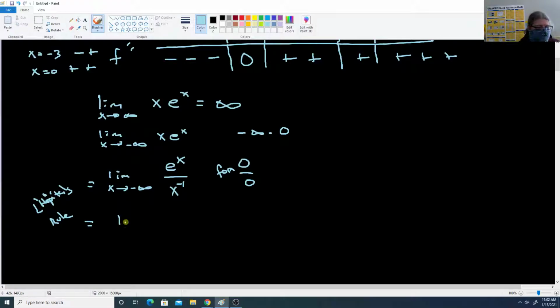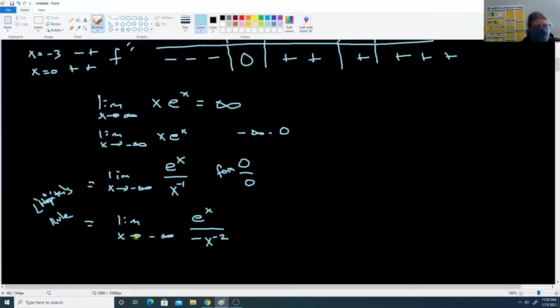And e to the x is its own derivative. And x to the negative 1 is going to give us, let's see, what is that going to give us? That's going to give us negative x to the negative 2. I'm wondering if this is going to go in. I feel like this is just going to keep turning out into indeterminate form again and again and again.